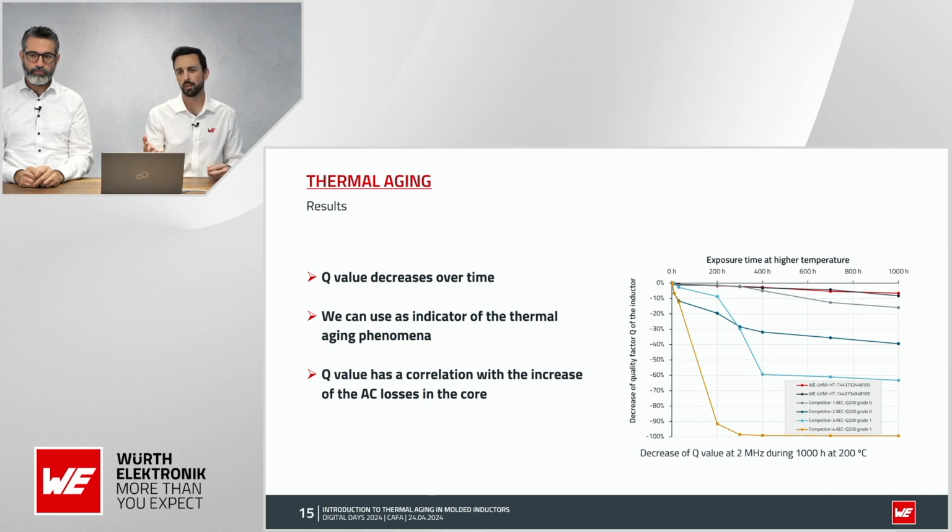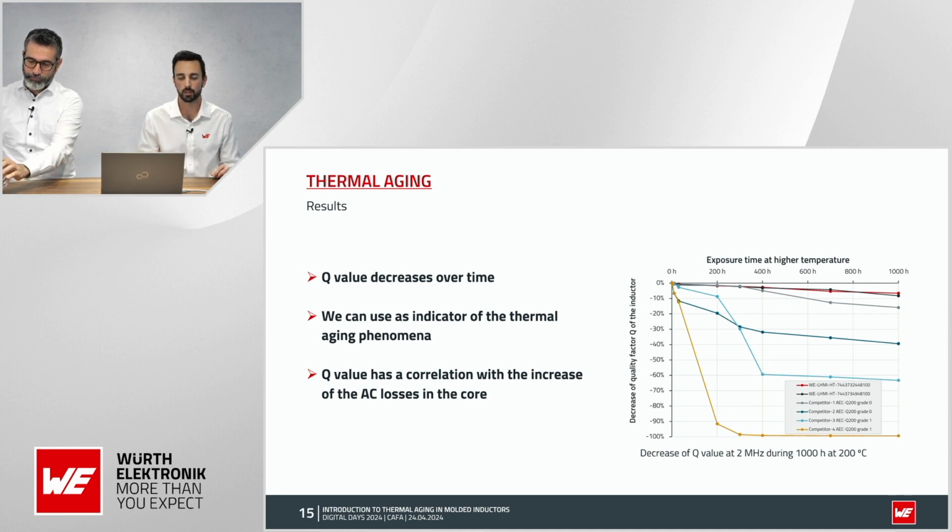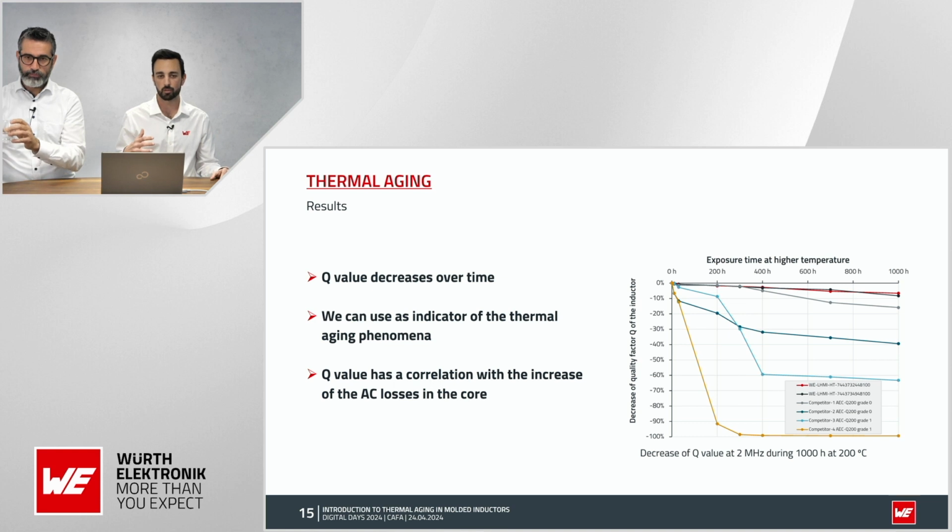So we can see for the yellow part that the final Q value is 1% of the original value. So it's 100 times worse. For the Wurth Elektronik parts, we can see that there is a deviation of less than 10% of value after 1000 hours at 200 degrees, and we did this measurement at 2 megahertz. And let me make some comments about this.